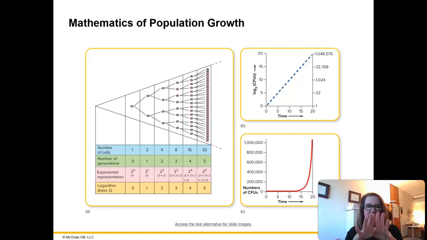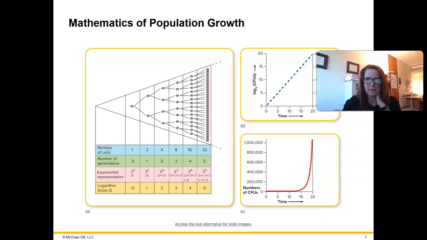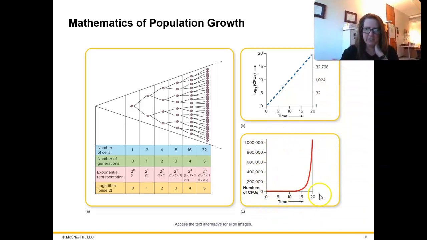Now, if we take these numbers and we plot it here in graph C, you can see that if you plot the actual numbers of cells on this, the x-axis is time, the y-axis is the number of colony-forming units, which essentially is the number of cells, then you can see that it illustrates an exponential rate of growth. So numbers can remain low until those numbers get high, and now we're doubling bigger numbers. So hence, the more cells you get, then the more growth you're going to have. So that's what's going to happen over time.